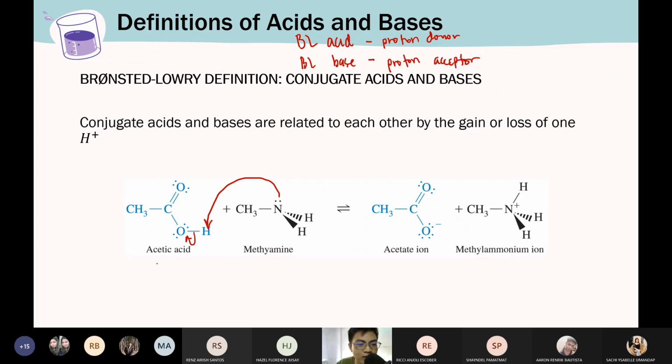Okay, sino sa dalawa ang Brønsted acid, Brønsted base? By the way, sa left side yung tawag na Brønsted acid, Brønsted base. Sa right side, ang tawag sa kanila, conjugate. So sa dalawang to, sino yung acid, sino yung base? Just look at the reaction in general. So si acetic acid ay blank, si methylamine ay blank.